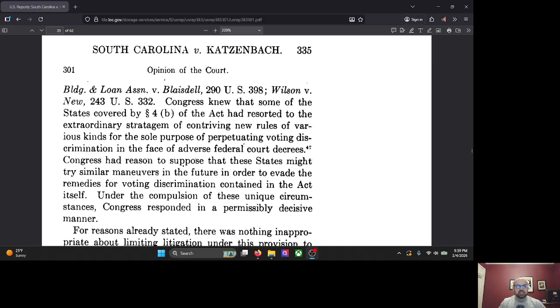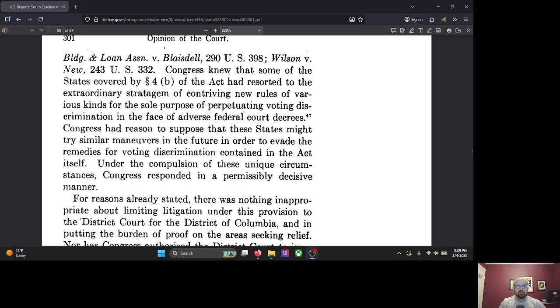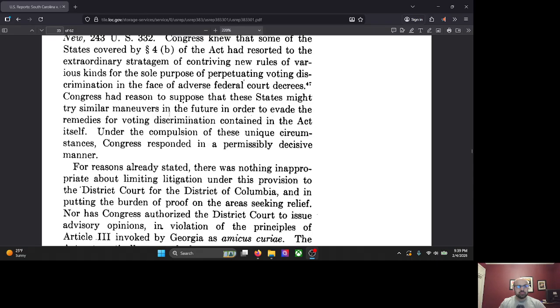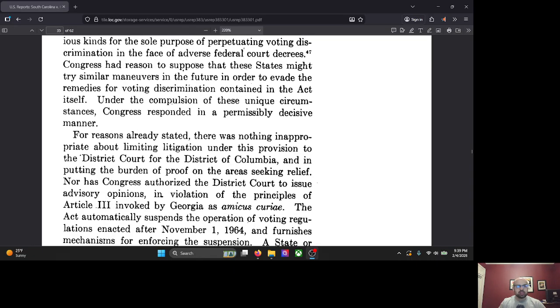Congress knew that some of the states covered by subsection 4b of the Act had resorted to the extraordinary stratagem of contriving new rules of various kinds for the sole purpose of perpetuating voting discrimination in the face of adverse federal court decrees. Congress had reason to suppose that these states might try similar maneuvers in the future in order to evade the remedies for voting discrimination contained in the Act itself. Under the compulsion of these unique circumstances, Congress responded in a permissibly decisive manner.